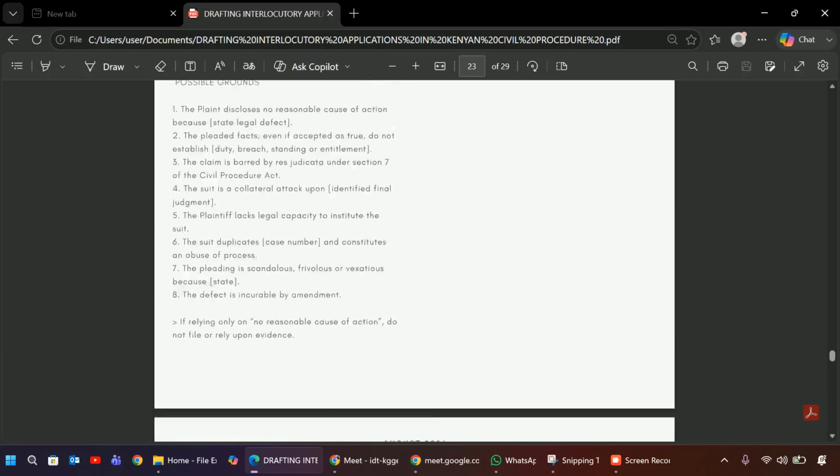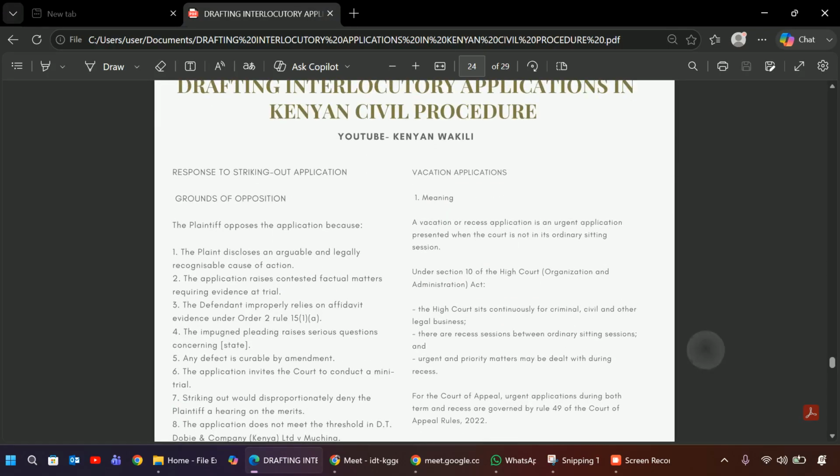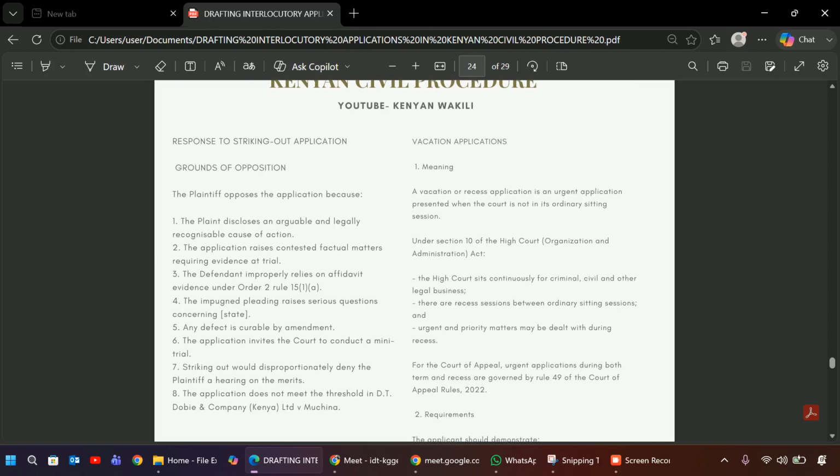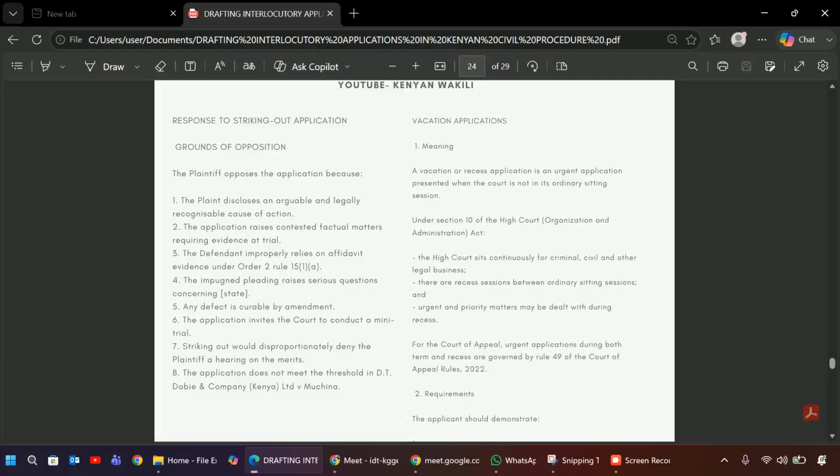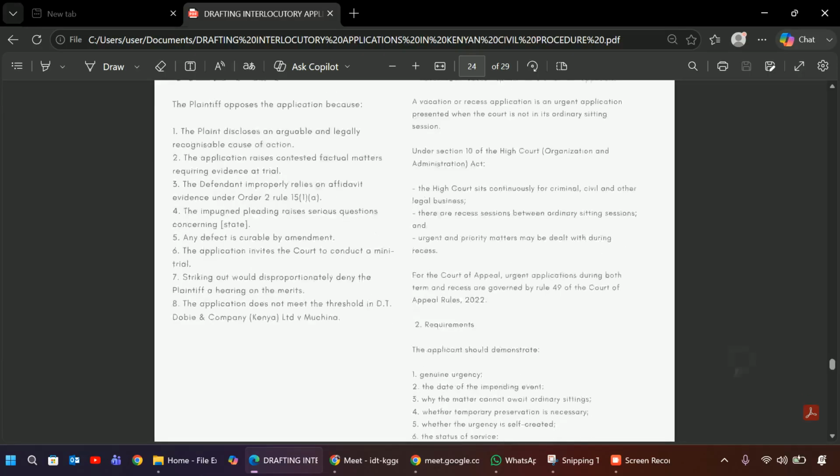So with that, we have discussed the nitty-gritties of how you will do an application to that effect. Unless now Pluto you had something, or any other member, I had not muted anyone.